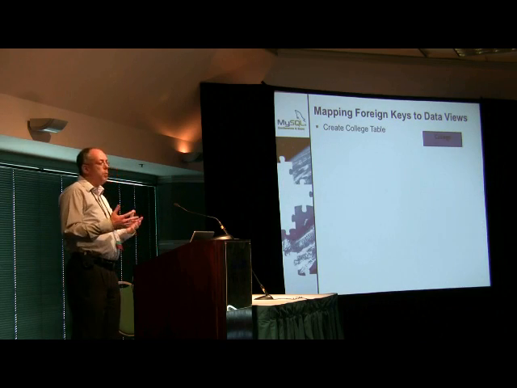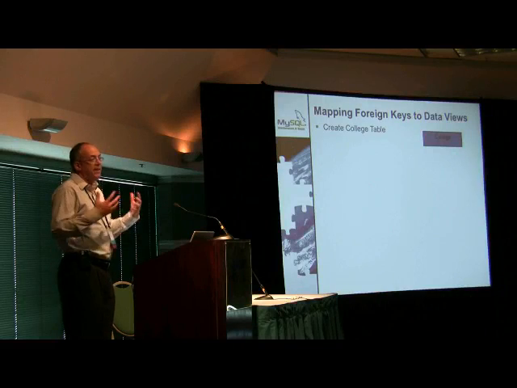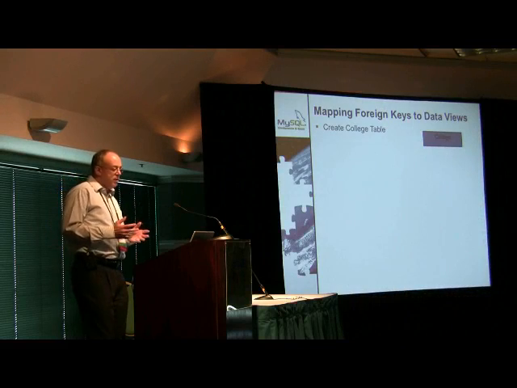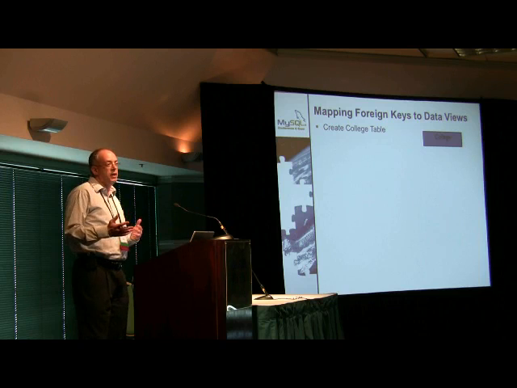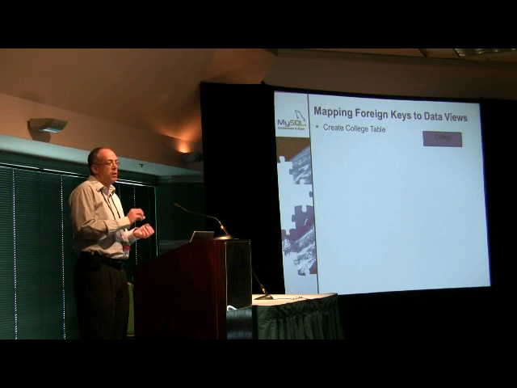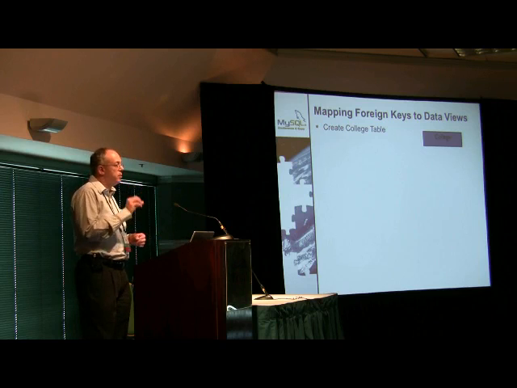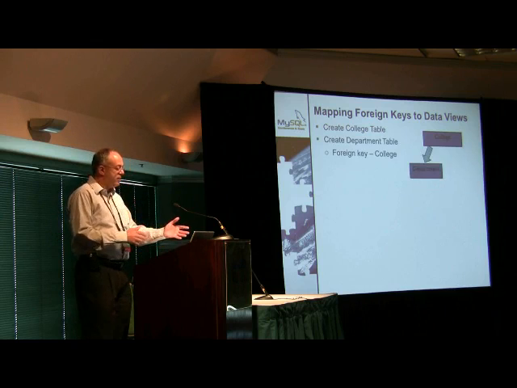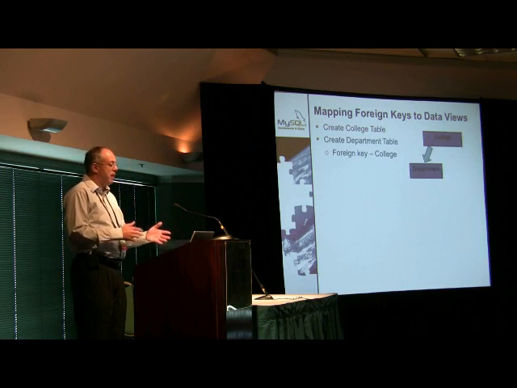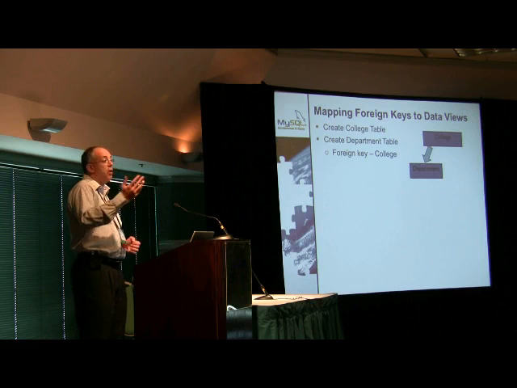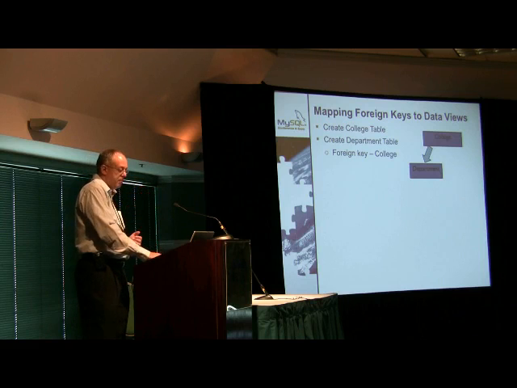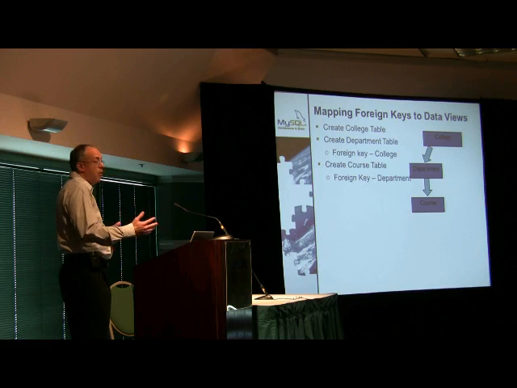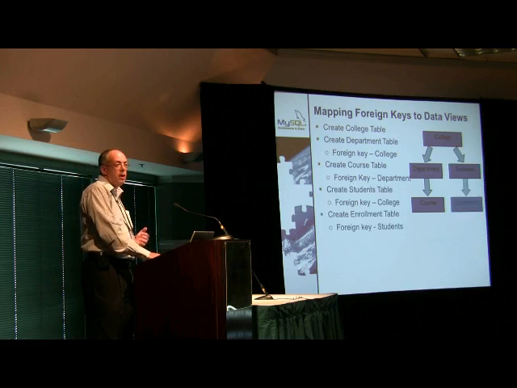So how do we build those views, or how do we maintain the information needed for a view? We do that by looking at the primary key, foreign key definition. So if you created your tables where you describe relationships between parent table and child table, we look at those definitions. So in this example, we created a department table with a foreign key to the college table, so we know about this relationship. We create the course table with a foreign key to the department, so we know about this relationship, and so on.